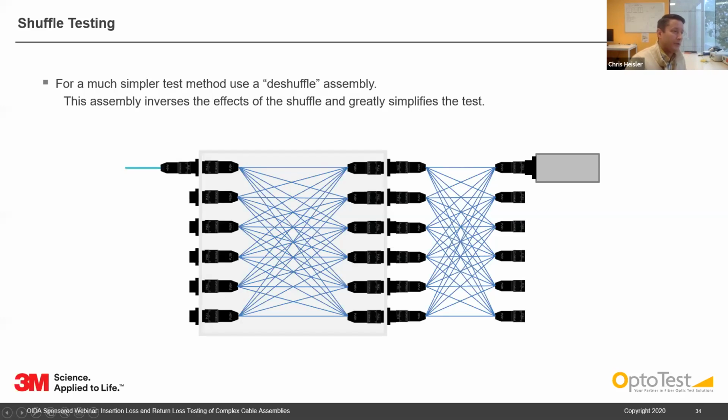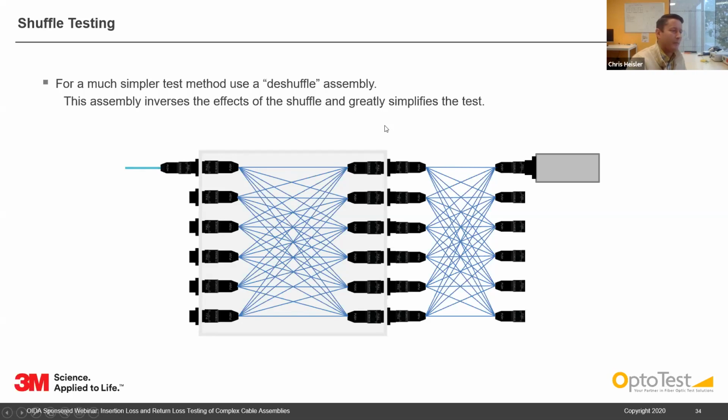So to do the testing, we're going to connect up a deshuffle system to our shuffle. What this deshuffle system does is route the fibers from this connector back to the fibers of this connector here. It greatly simplifies the testing and reduces the amount of time that we're going to connect up to our DUT.